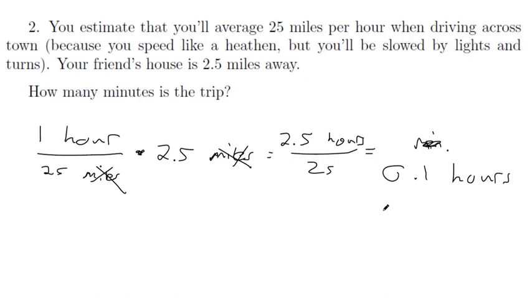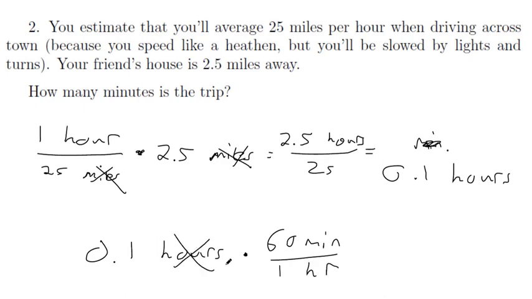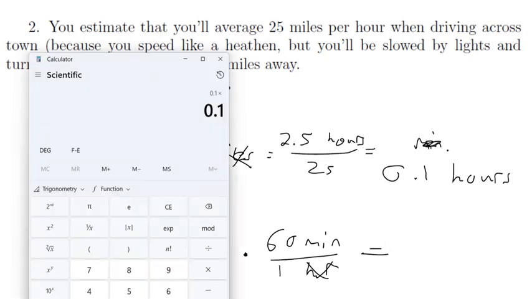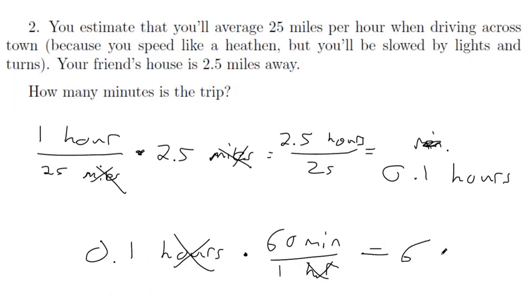How many minutes is that? You can use another conversion factor. We got 0.1 hours, but we want things in terms of minutes. So multiply it by a conversion factor. There's 60 minutes for every 1 hour. That way my hours units can cross cancel. So I'm doing 0.1 times 60 divided by 1. And we finally got our answer. It's going to take us 6 minutes. Okay? So it'll take us 6 minutes to get to our friend's house that's 2.5 miles away if we average 25 miles per hour.